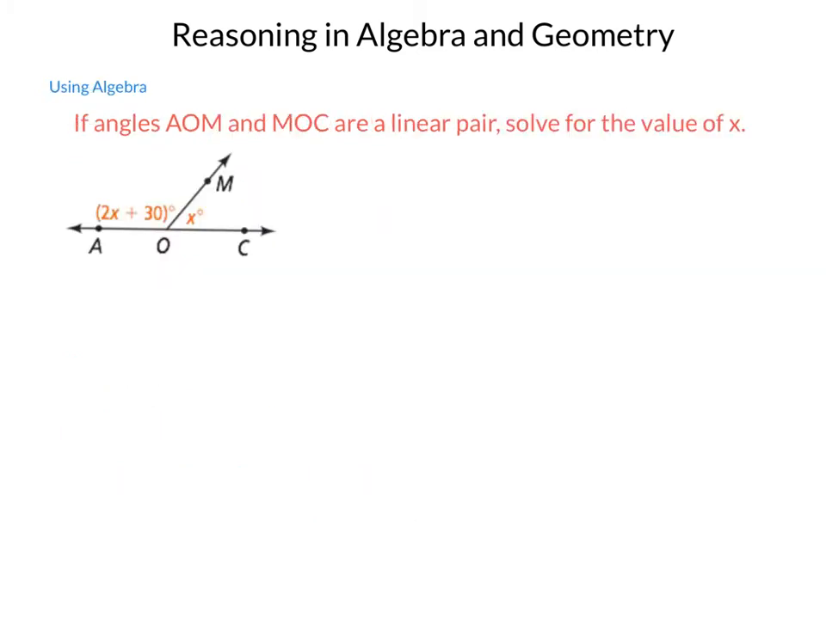So here, if angles AOM and MOC are a linear pair, we're going to solve for the value of x. Okay, so let's start out by talking about what does it mean to be a linear pair. According to our postulates and theorems, more specifically postulate 1.9, we know that if we have a linear pair, that equates out to the angles being supplementary.